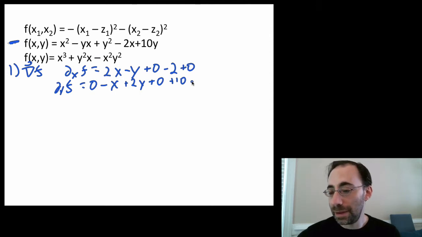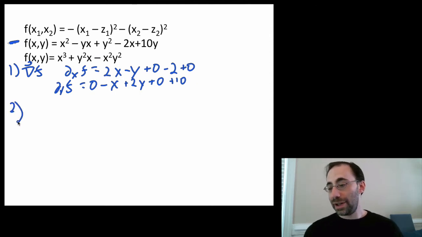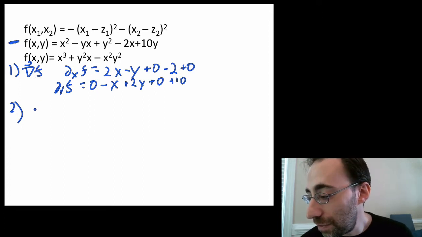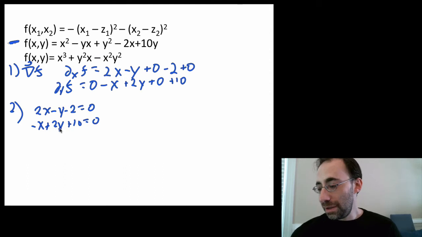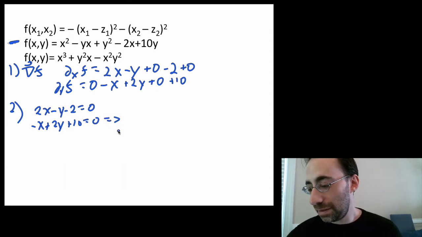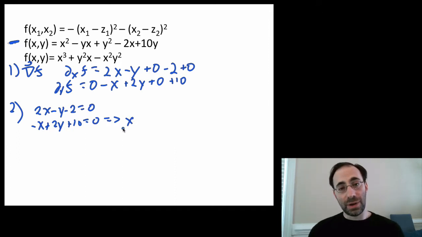Okay, step 1. Step 2, set the gradient equal to the 0 vector, which means setting each one of the components separately equal to 0. So the first one is going to be 2x minus y minus 2 equals 0. And the second one is negative x plus 2y plus 10 equals 0. Well, let's solve this quickly. They're all linear, so it should be relatively straightforward. But they are linked, so we have to do simultaneous equations.